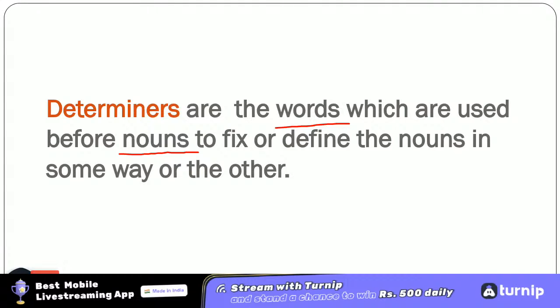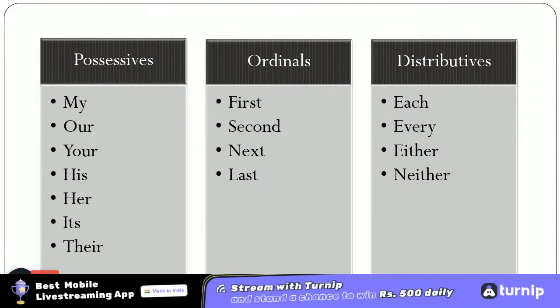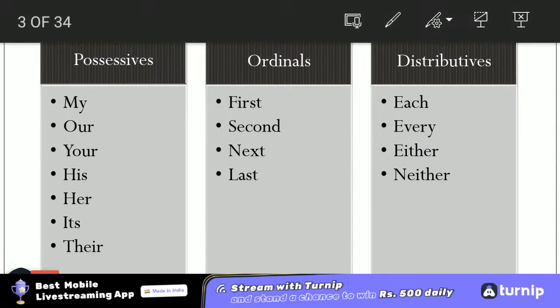Moving ahead, see, there are different categories of determiners: possessives, ordinals, distributives. Firstly, we will be talking about these three. Now, the determiners are just like adjectives. The only difference is that of determining and qualifying.